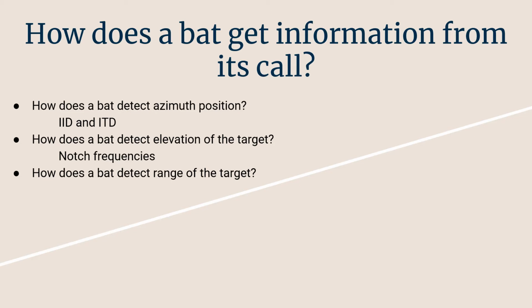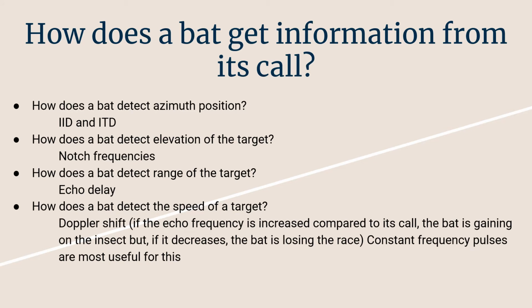The next question is, how does a bat detect range of the target? For range of the target, the bats use echo delay, so how long it takes for their pulse to return to their ears. Now, how does a bat detect the speed of the target? So we talked earlier about how the constant frequency modulated bats are best at detecting the speed of the target. And that's because they're really good at using or calculating Doppler shift.